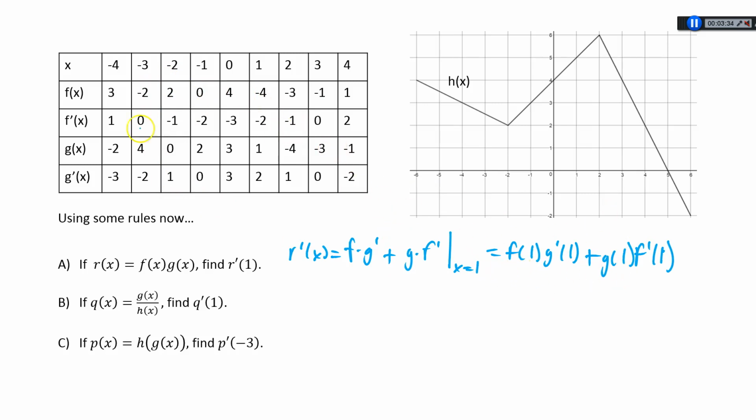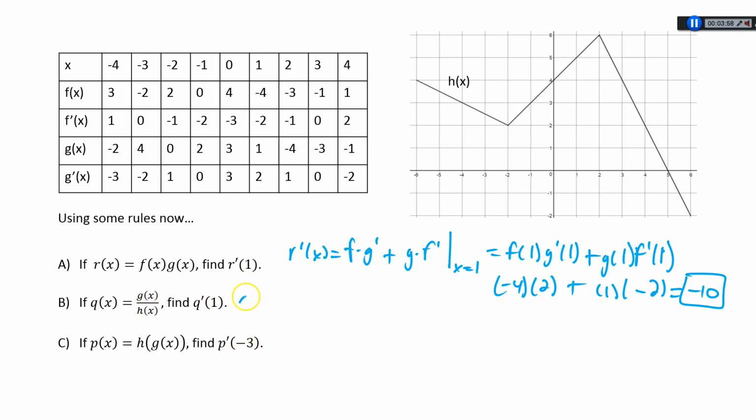So f of 1, let's see, f of 1 is -4. g prime of 1 is 2, plus g of 1 is 1, times f prime of 1 is -2. So it looks like -8 minus 2, that's -10. Right, -8 minus 2, -10, yep. All right, now quotient rule.